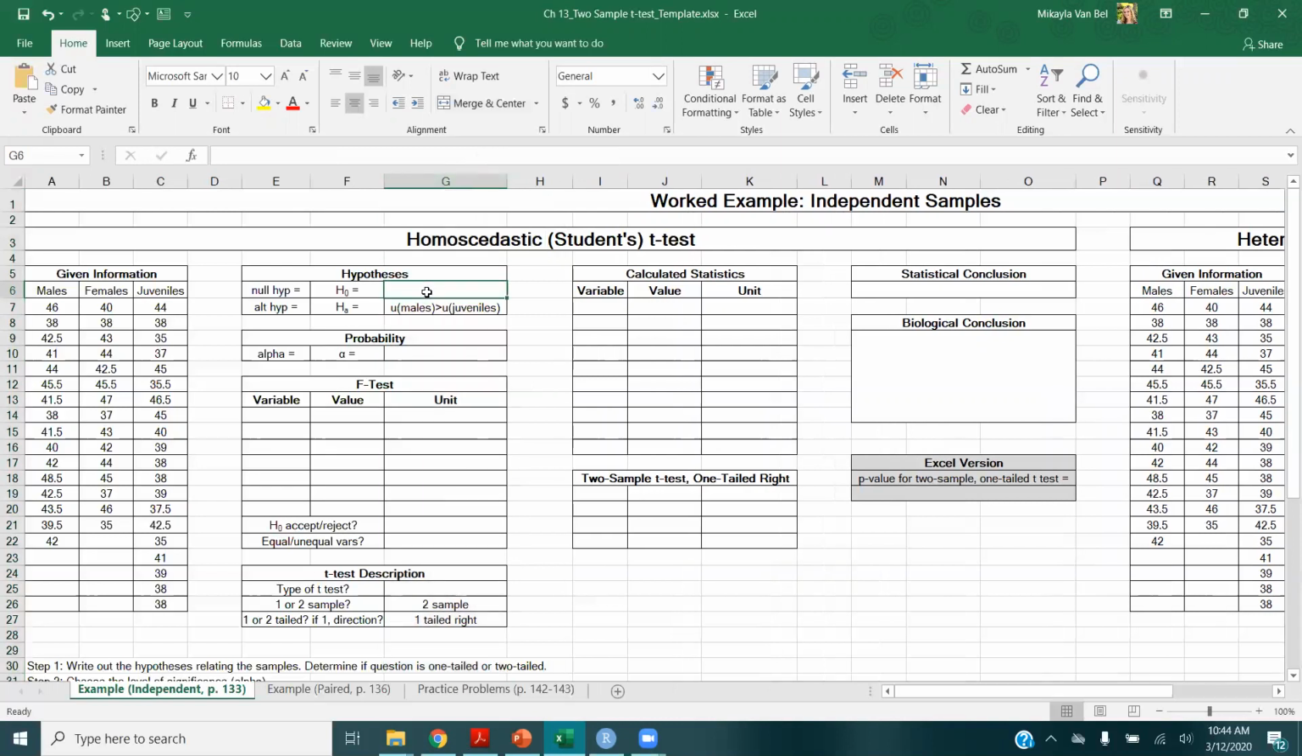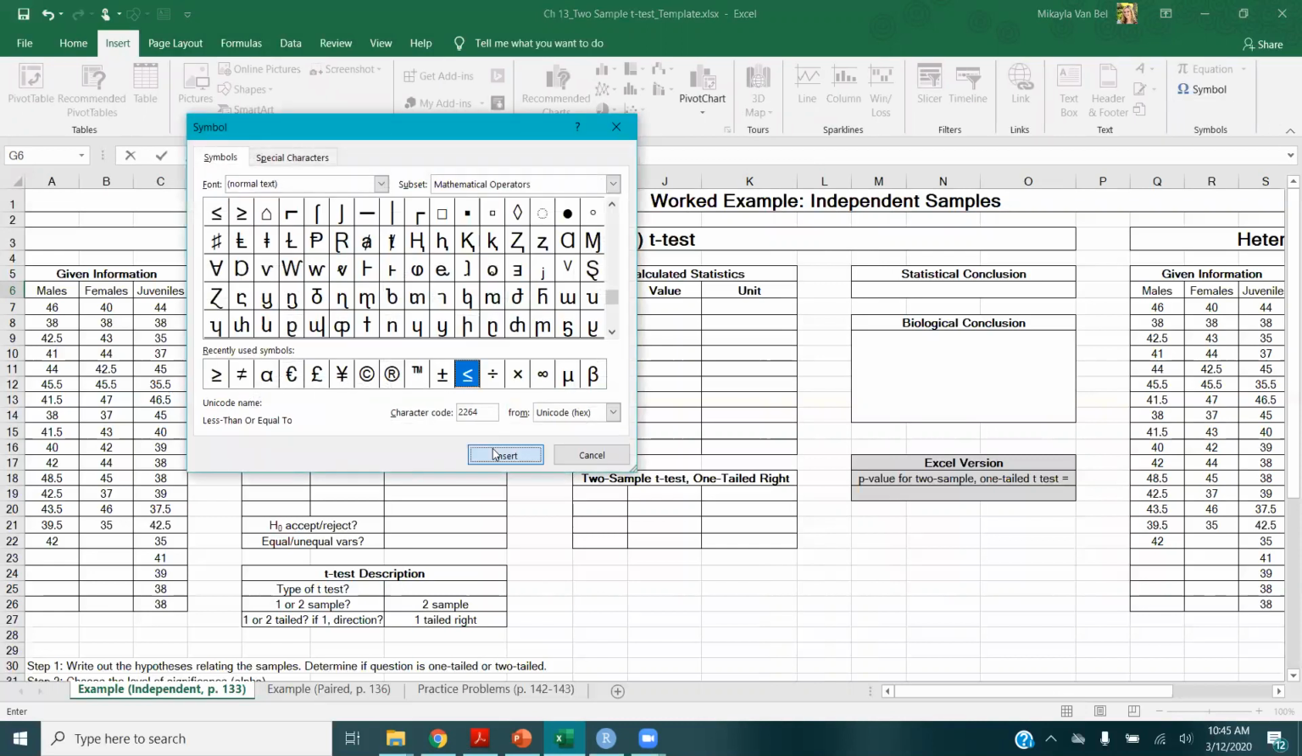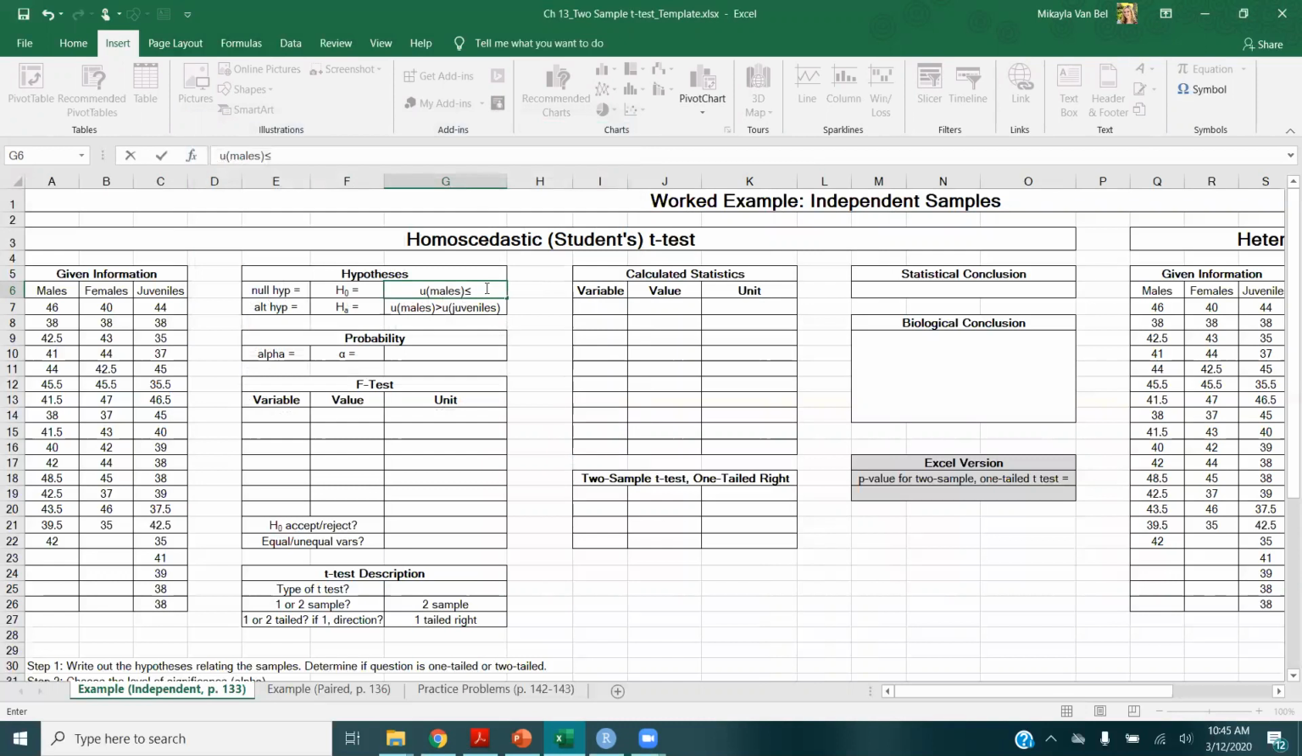Then we write the complementary null hypothesis. The mean of the males is less than or equal to the mean of the juveniles. The text I'm writing here in parentheses would be the subscript for these mu values. In this problem, we'll use an alpha of 0.05.